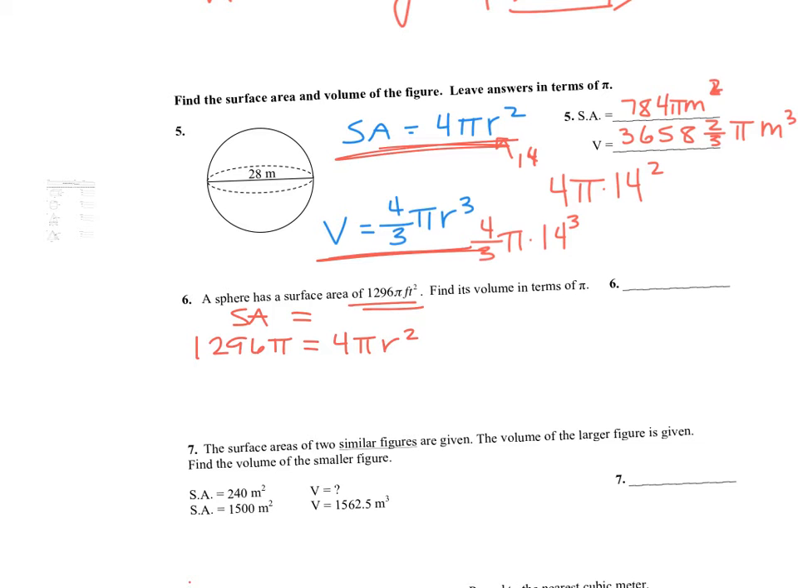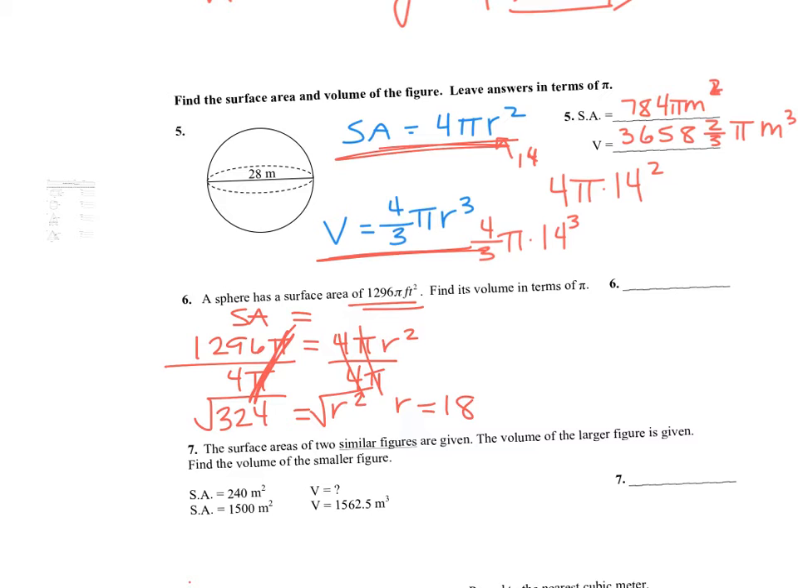Divide by 4 pi. Now here's the beauty. If we divide by 4 pi, those cancel. If we divide by 4 pi here, what's pi divided by pi? It's 1, right? So the pi over pi is 1. So you can get rid of the pi's there. And then 1296 divided by 4 is 324. Okay, so that's your r squared. So what is your radius? 18. You're going to take the square root of both of those, and you get a radius of 18.